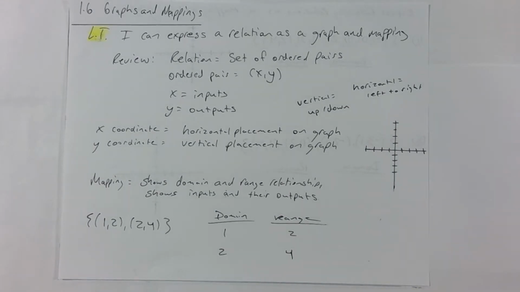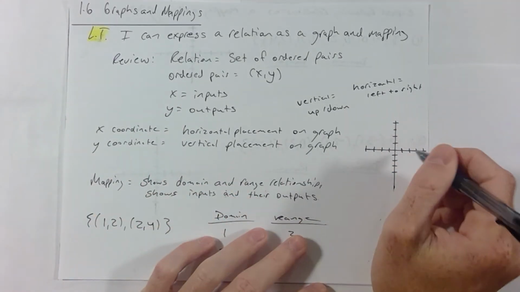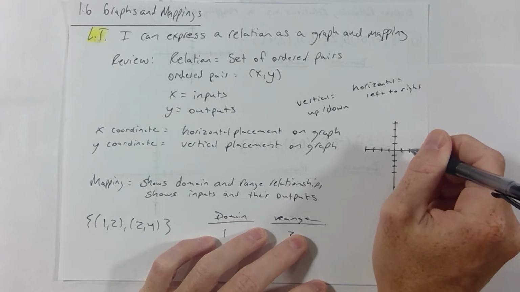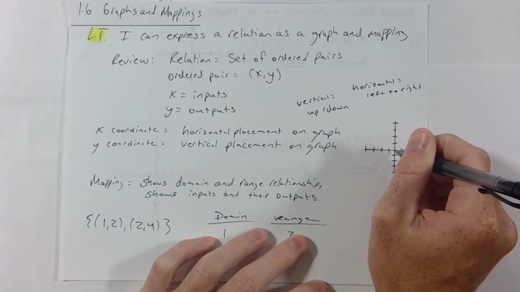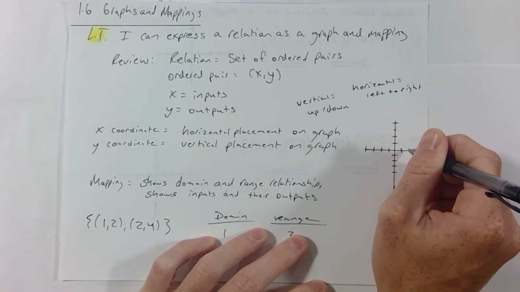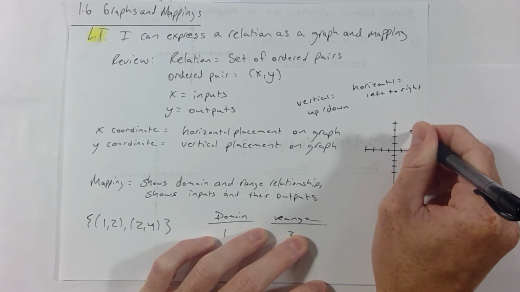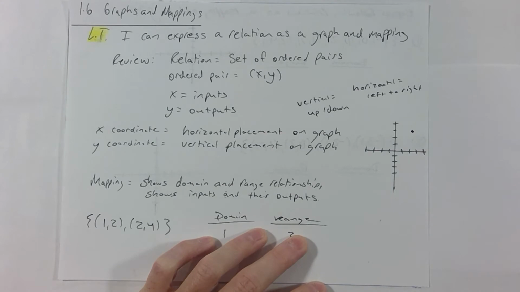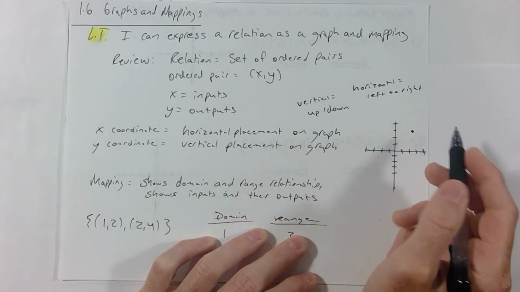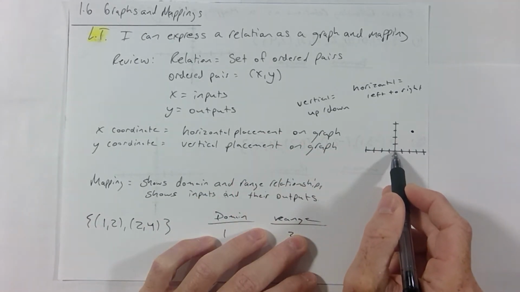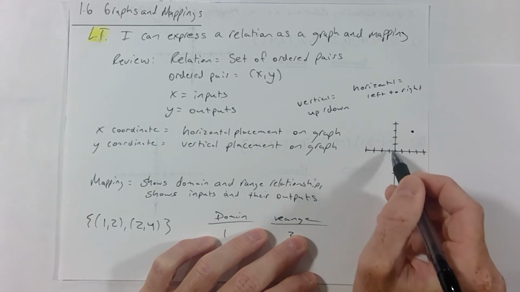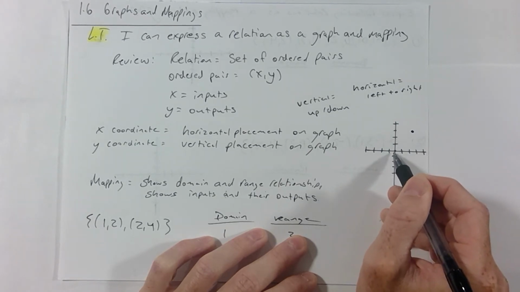All right. So let's say I have a point. I'll just plot a point on this graph. Say I go over 1, 2, and I go up 3. So I go over 2, up 3, and I have a point there. The horizontal placement, my x coordinate: I start at the origin. The origin is 0, 0. That's a little bit of review.